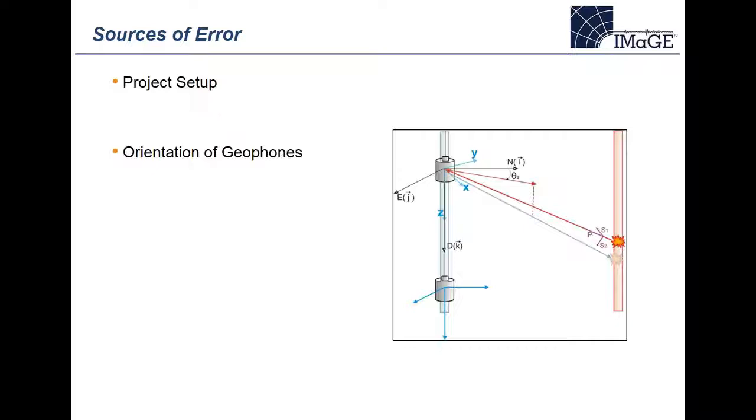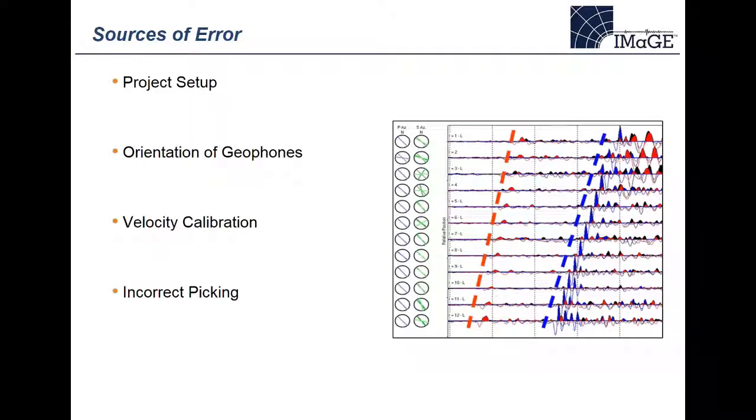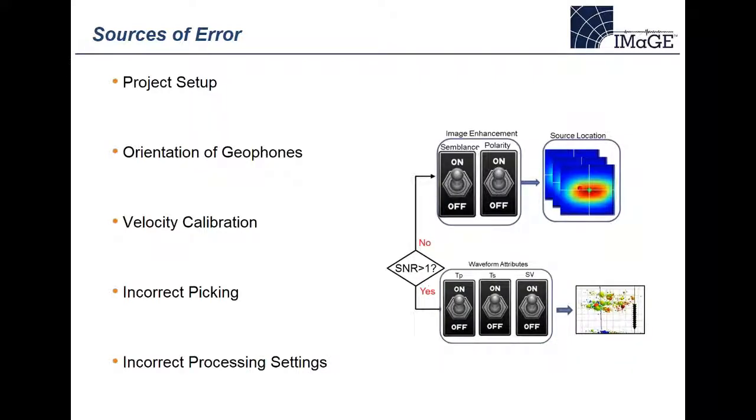Then you want to look at the orientation of your geophones in your array. Check out your velocity model calibration to make sure you're using the correct velocity model for each stage. You want to look at the picking of your events to ensure that they're all picked consistently and correctly. And finally, just make sure you're using the correct processing settings from your different velocity models, your picking, your orientations, and all of that to make sure you're doing it correctly.